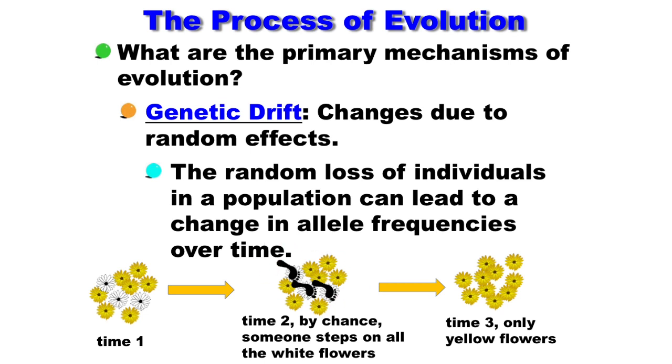And for example, these white flowers can be more robust than this yellow, but they would be completely destroyed just due to the random fact that someone just stepped on them and killed them. Will this cause allelic change? Yes. Is it evolution? Yes. Is it natural selection? No.